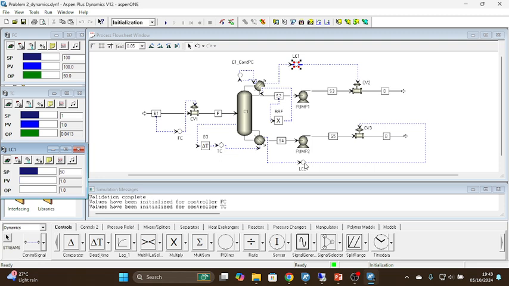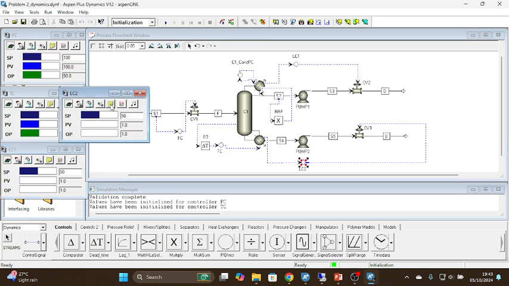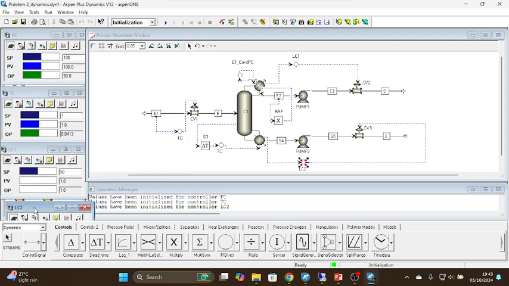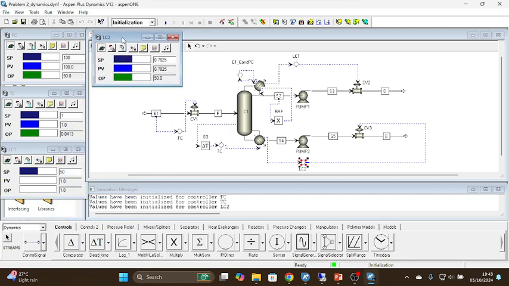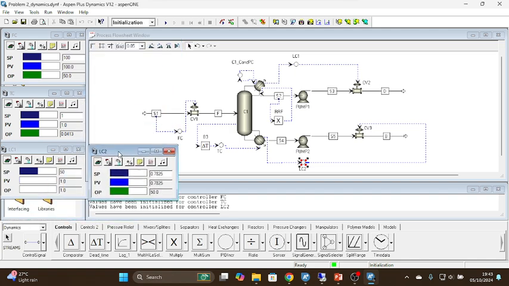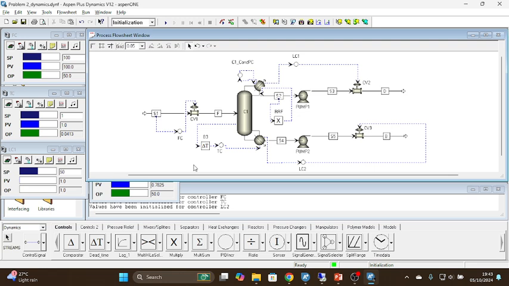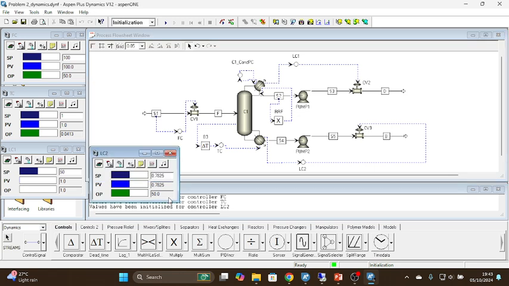Next is our level controller 2. Going to the configuration page, we are keeping this the same and we are giving a high integral value. This also is our level controller 2. We are keeping it over here. So over here our 4 controllers are given.